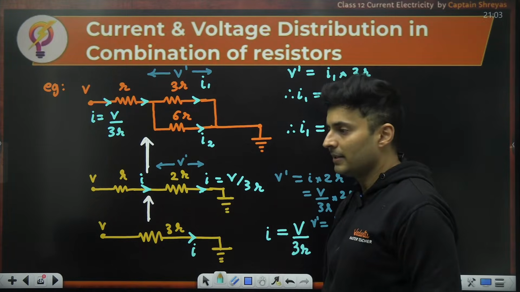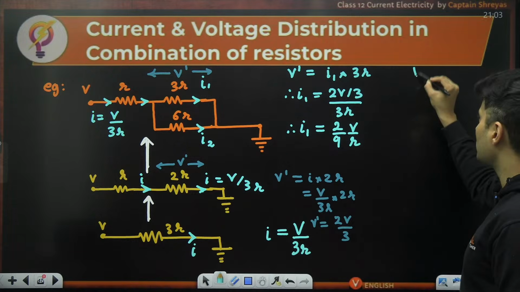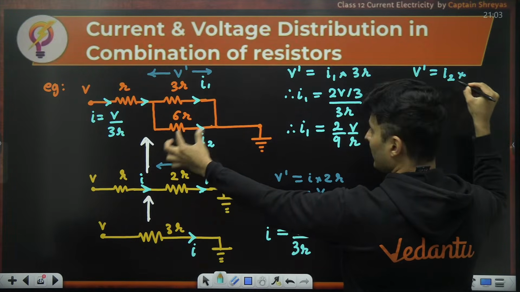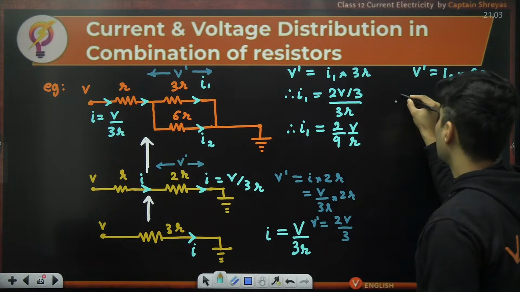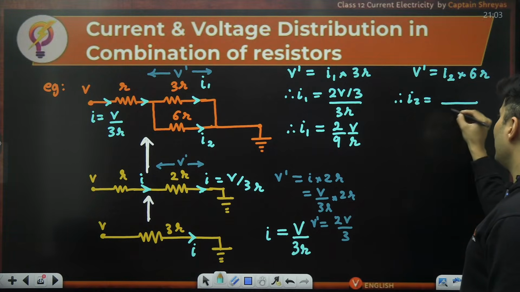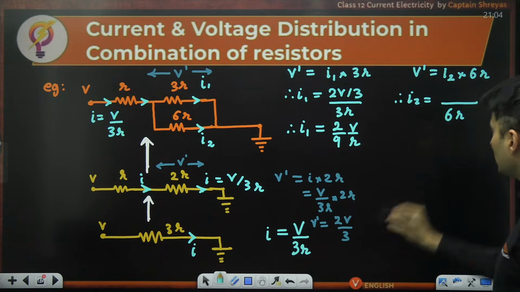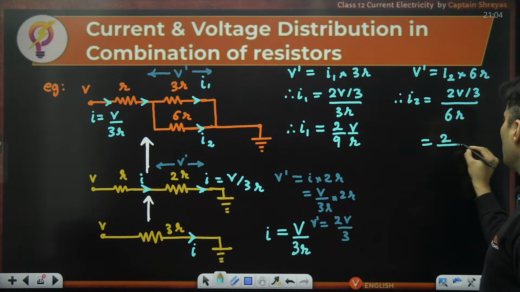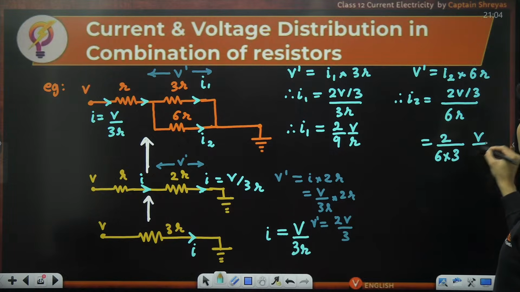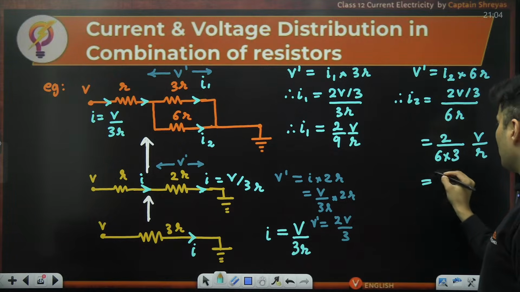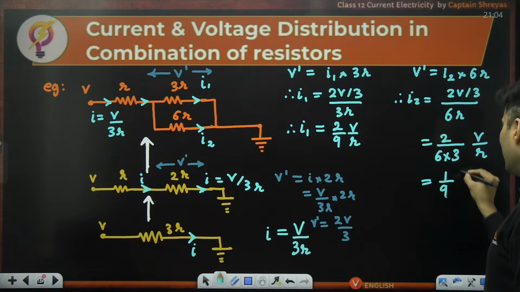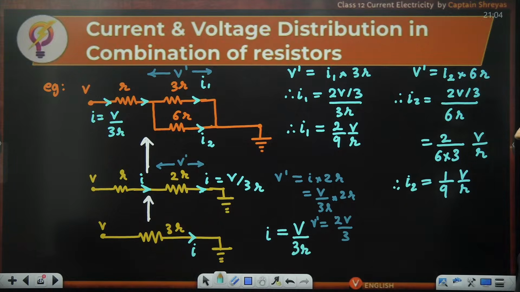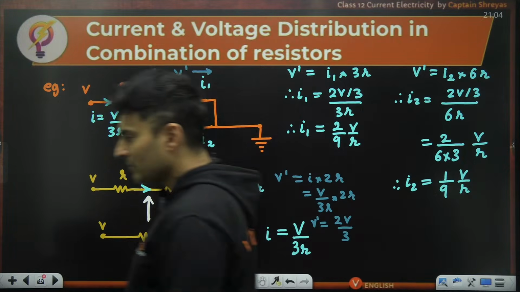That is this current. How do I find this current? Again use V dash: the voltage across this is that current multiplied by that resistance. Therefore, the current will be V dash by 6R. How much is V dash? It is 2V by 3. So here we can say 2 by 6 times 3, V by R. So 2 and 6 cancel, it becomes 3, and 3 times 3 is 9. So 1 by 9, V by R. That is current number 2. So we have found out everything. Clear now, everyone?